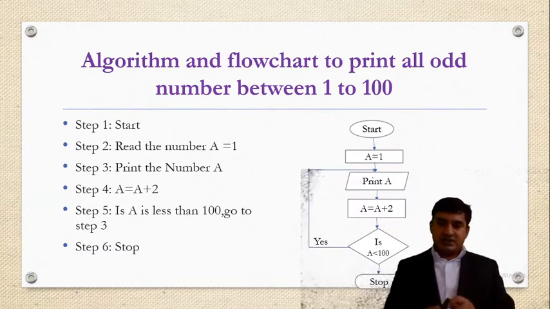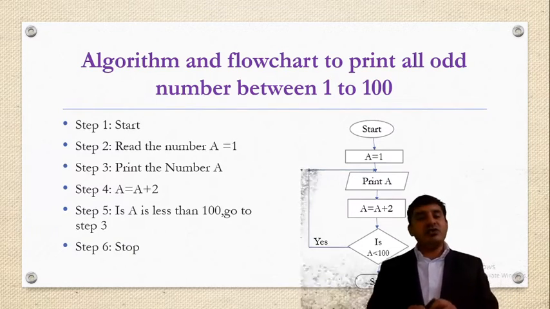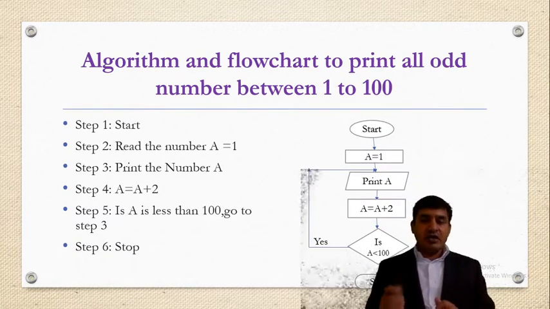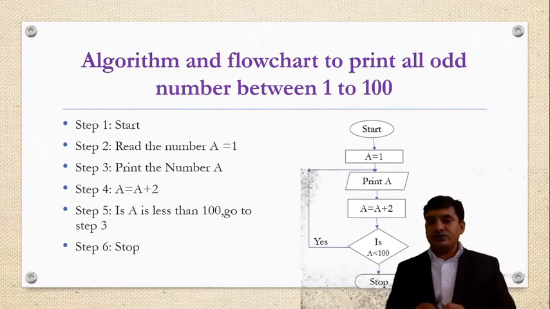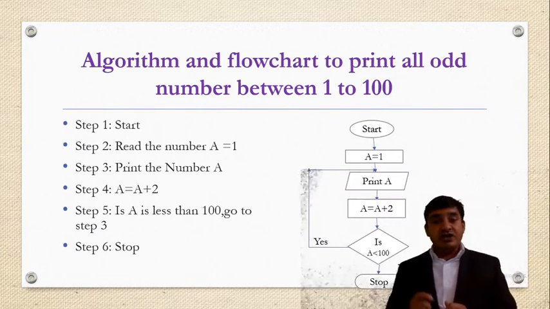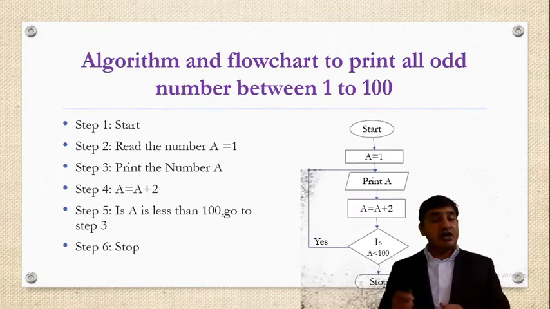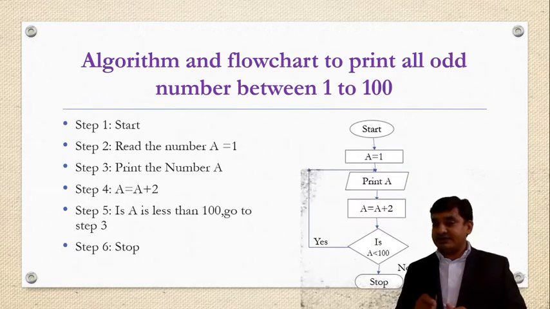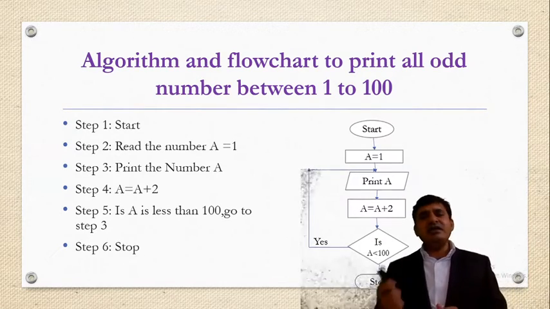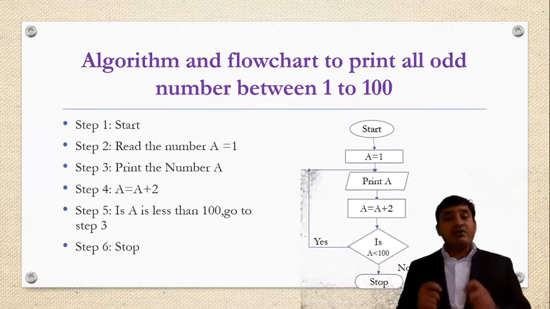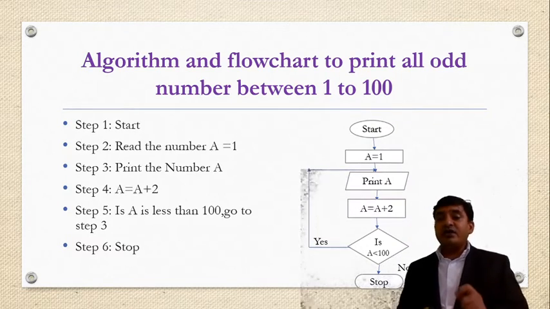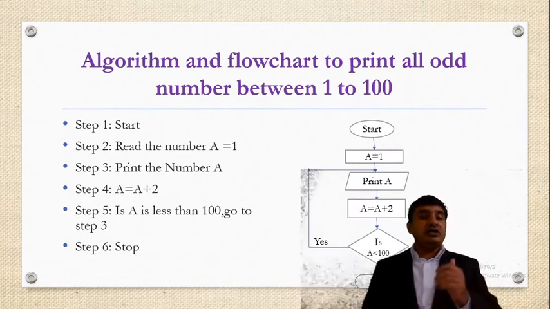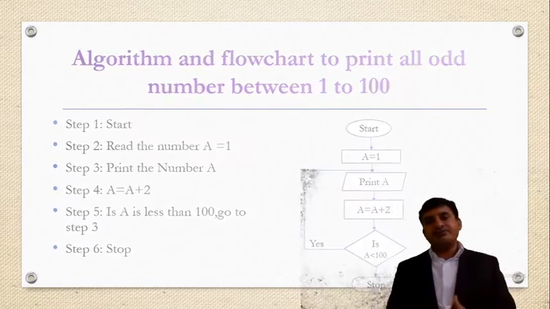Now the flowchart. First is start, then a is equal to 1. This is the first odd number. Print that odd number a. Now a is incremented by 2, so a is equal to a plus 2. Is a less than 100? We have to check the condition. If a is less than 100, yes, then print a. Again increment it by 2. When a becomes greater than 100, then stop. Okay, this is the flowchart.